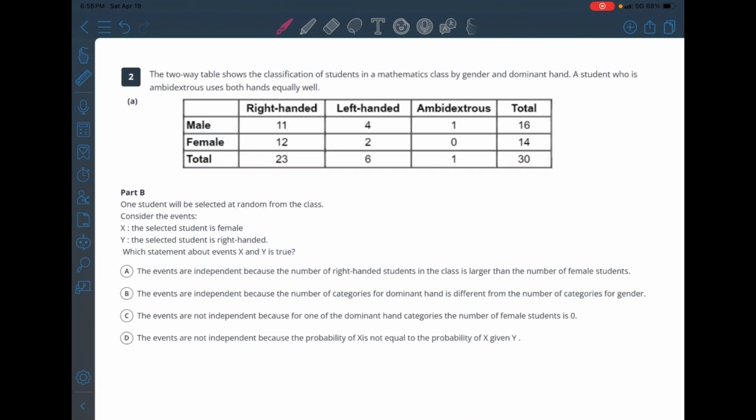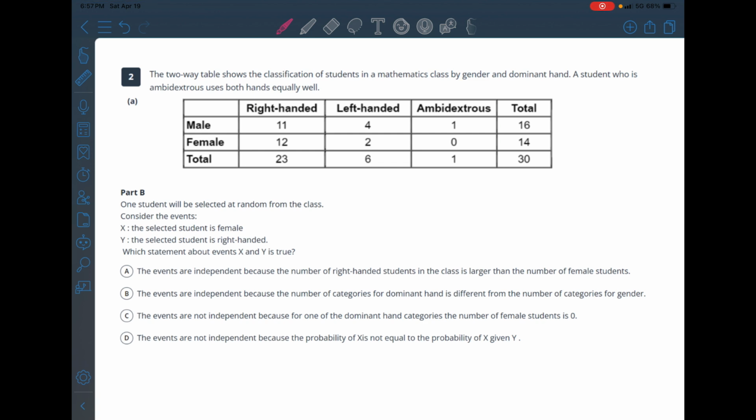This is the same table as the last question, and this is just a second part of it. It says, one student will be selected at random from the class. Consider the events. X, the selected student is female. Y, the selected student is right-handed. Which statement about events X and Y is true?